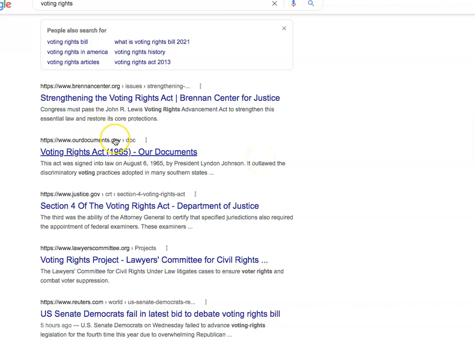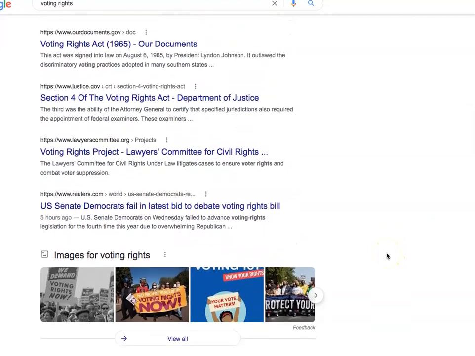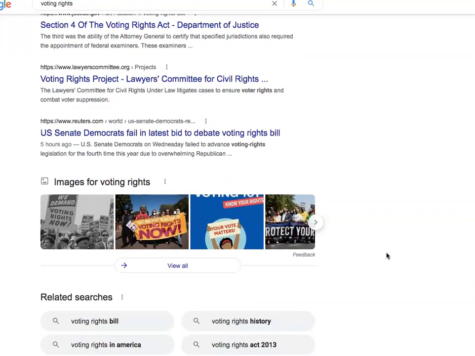A .gov is a federal United States government document, and those often will have primary sources and original pieces. The BrennanCenter.org is an organization. I would look at the About and other things to see what they do. Voting Rights Project.